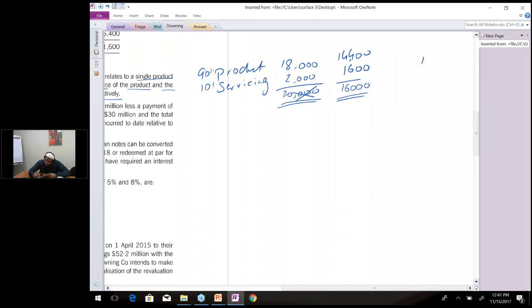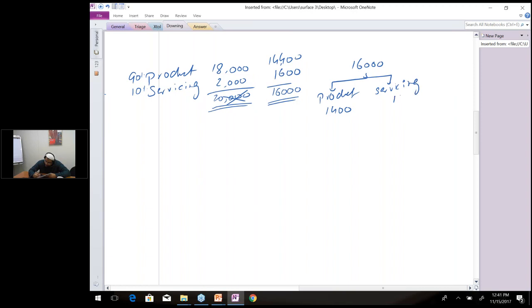So now this 16,000 actually relates to the product, 14,400 to the product, and the remaining 1,600 to the servicing. But this servicing actually relates to 4 years, out of which 1 year has passed by, but 3 years have not. So 1,600 is for 4 years, so the annual revenue is actually 400. So the 1 year that has passed relates to the revenue of 400.